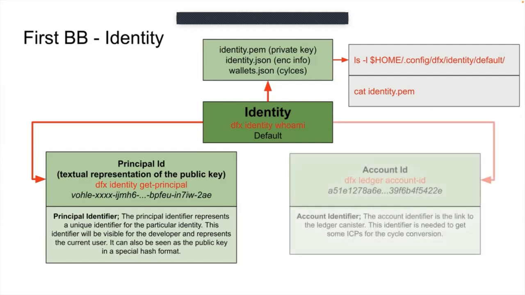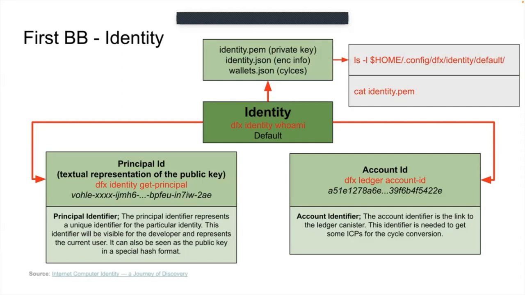The second identifier is the so-called account ID. You get your account ID with the command dfx ledger account-id. The account ID itself is the link to the ICP ledger canister. This identifier is needed to get some ICPs for the cycle conversion for that particular identity. As you can see, there are two important identifiers which belong to the identity.pem file. It is worth highlighting that both have their own purpose and visual appearance, and both use different formats. For further information on the topic, I have written a detailed article which you can consult at the link below, or I recommend checking out one of the other great sessions regarding this topic.